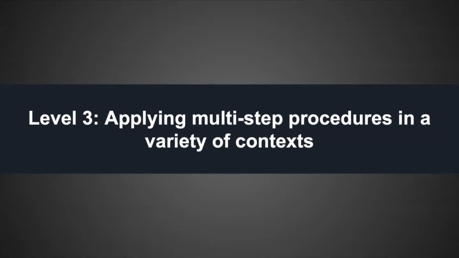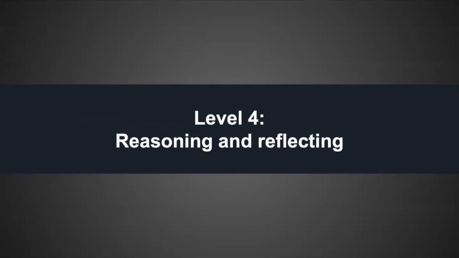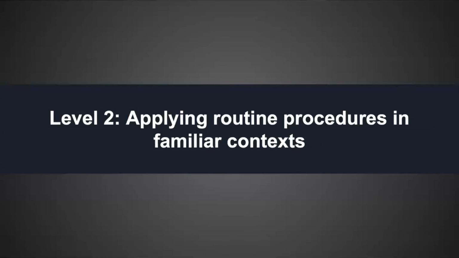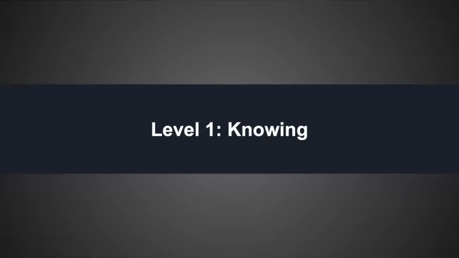The next level is applying multi-step procedures in a variety of contexts, and 5% of paper 1 is going to be at this level, and 35% of paper 2 is going to be at this level. Level 4, which is going to be the most challenging questions, is reasoning and reflecting. And you won't get any questions at this level in paper 1, but paper 2 will be 40% reasoning and reflecting.